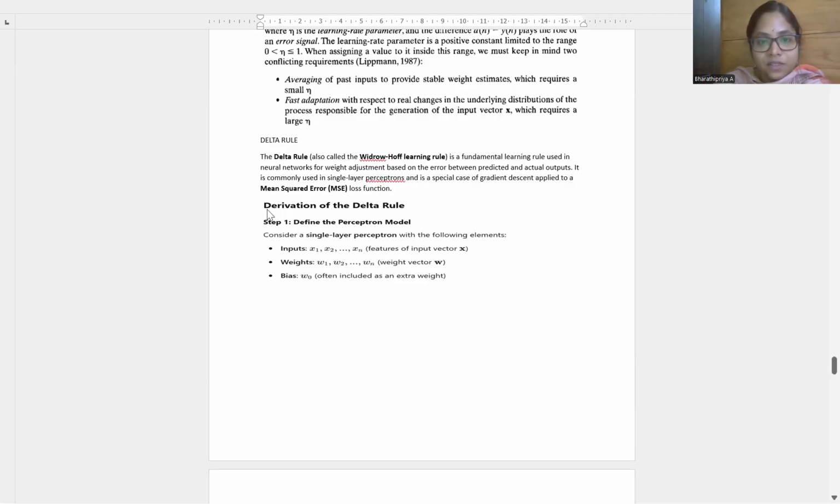And these are the different steps we are using for the delta rule derivation. We can use the delta rule specifically for weight adjustment, so that we can reduce the magnitude of the errors. Step one is to define the perceptron model. For example, consider a single layer perceptron with the following elements. Inputs x1 up to xn represent the input, and w1 up to wn represent the weights, and w0 represents the bias value. This will often be included as an extra weight.